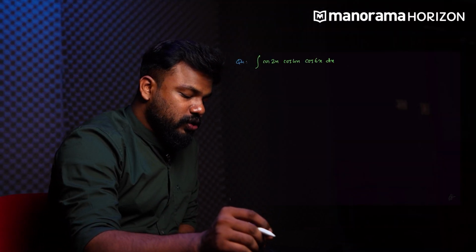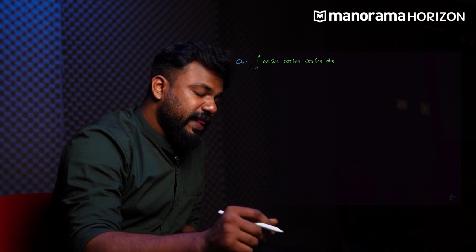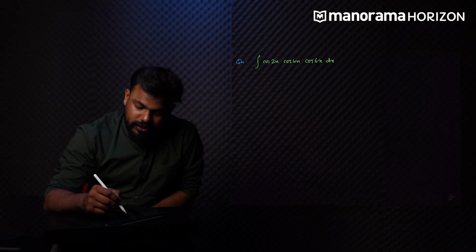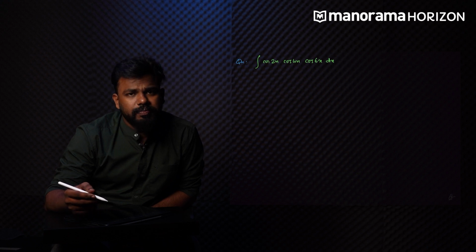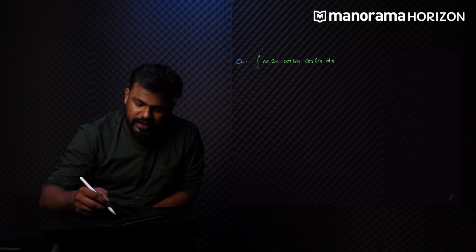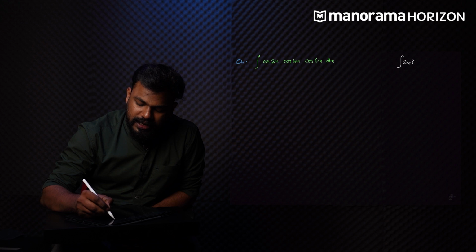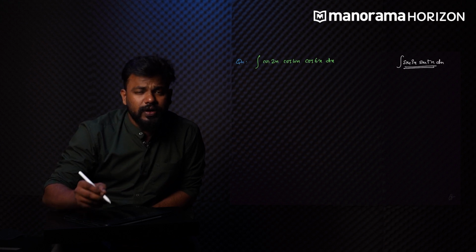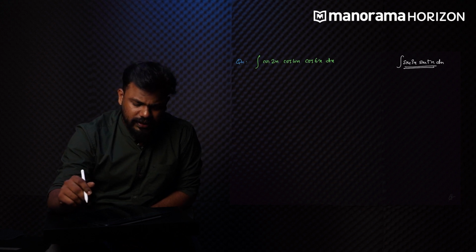Understood? The next question, you have the integral of cos 2x, cos 4x, cos 6x dx. A product of 3 functions, cosine functions, right? So how can we do this question? In the previous one, we had a question like integral of sine 3x, sine 5x or something like that. So there were only 2 functions of sine. But here you can see that there are 3.